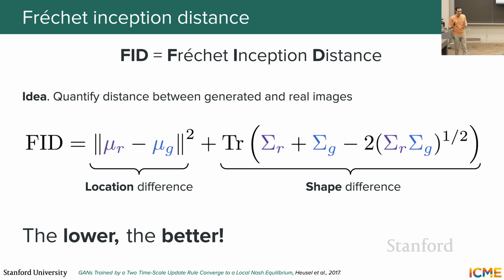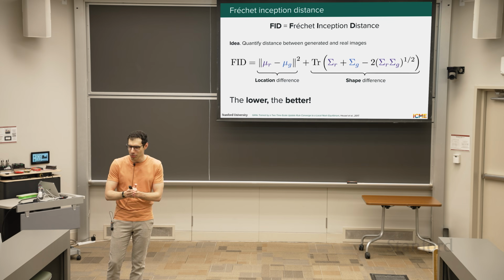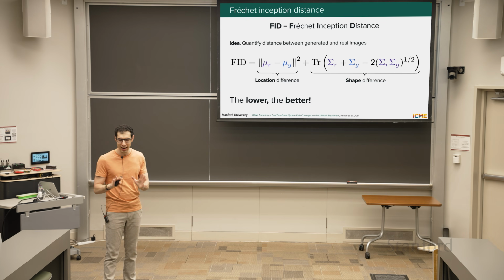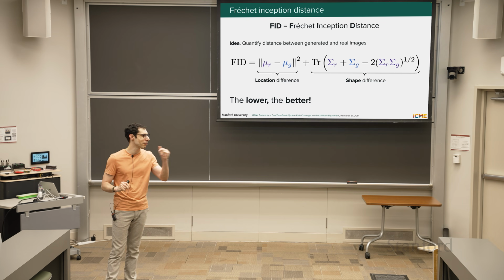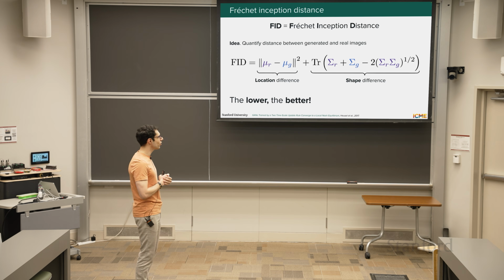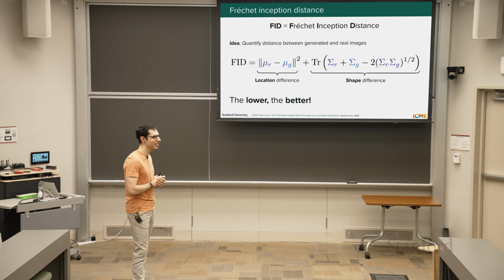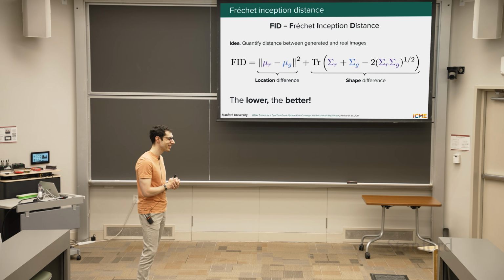Cool. So it's a distance. So what you want is for those distances to be as small as possible. The lower your FID, the better. Yeah, so the question is, can you use a VLM to do that? We're going to see that later in this lecture.